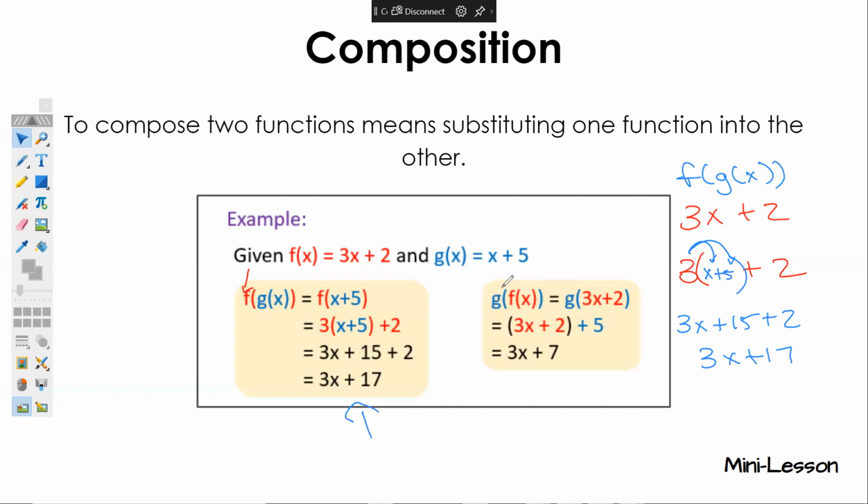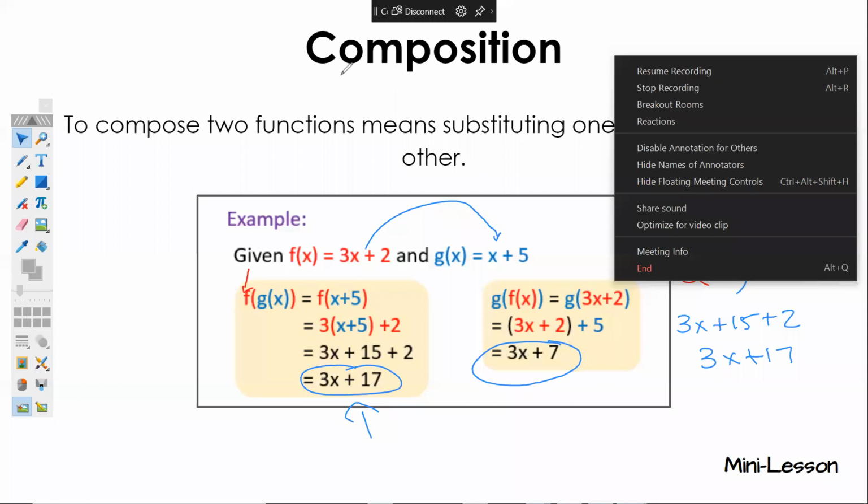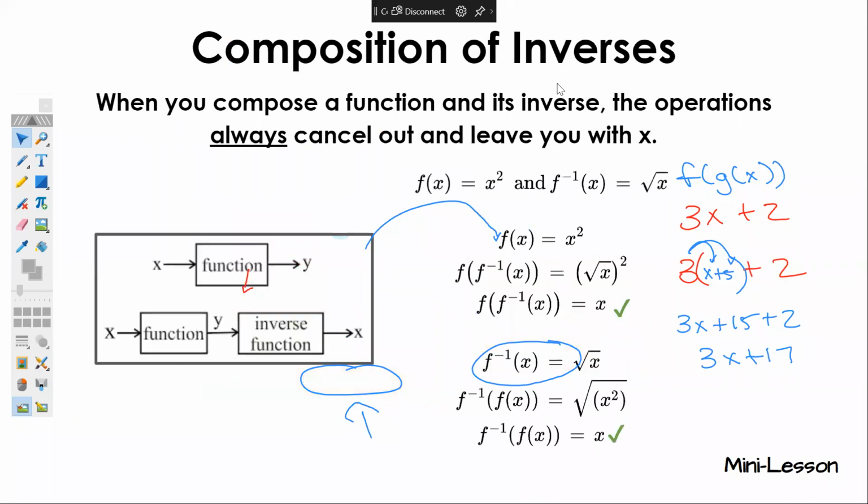Now, we're going to do it the other way where we list out g and then plug in f for x. When we simplify that down, we're going to get 3x plus 7. Everybody understands what we're doing there. Let's take a look at the next slide.